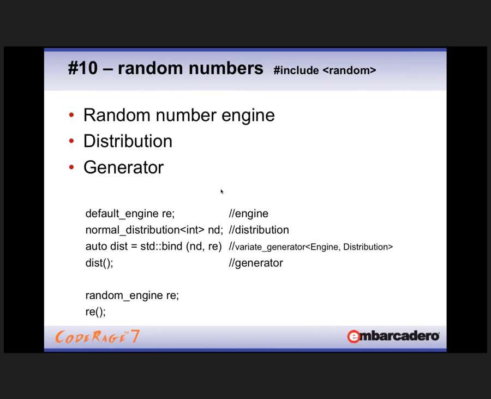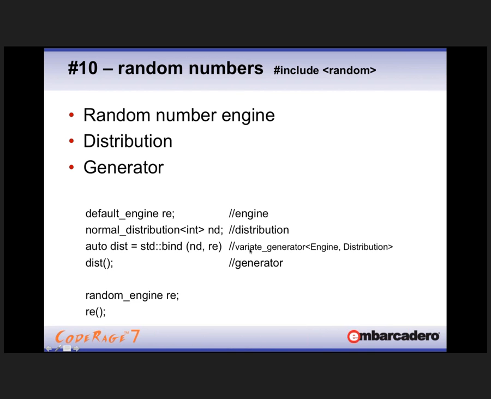You have the ability to create a distribution, so this is based on statistics, things like normal distributions, for example. And then you have the generator, and this is what actually brings back a random number. So if you're creating a random number distribution, you basically would create an engine type. You would create a distribution type. So in this case, I want a normal distribution of events, and I'm going to use this default engine that I created to generate that. And then I'm going to bind the two together.